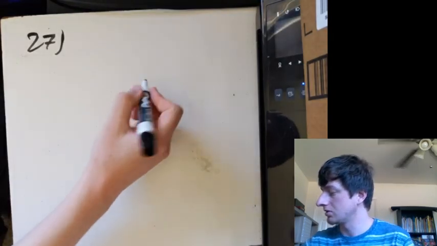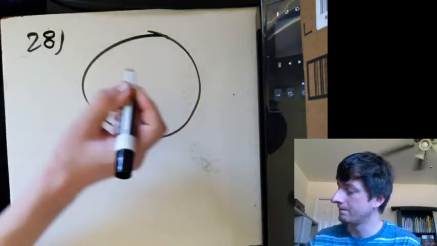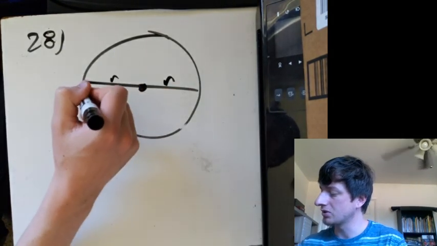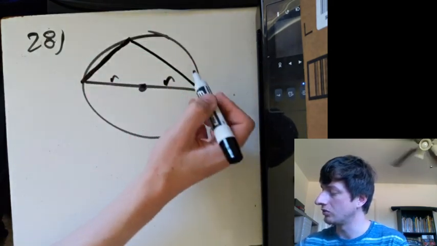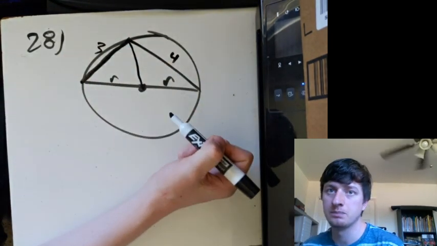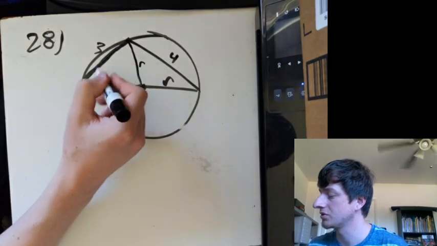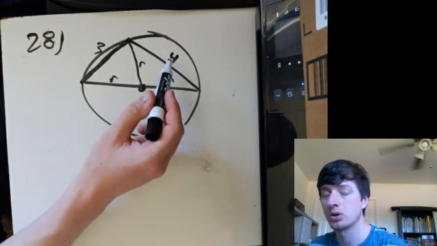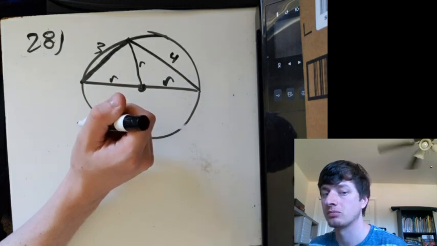So here's our circle for 28. This line, here's our radius, these are all R, and then I'm just going to draw the one kite, or the one half. This is 4, and this is 3. If you draw this line, add that in, you have another radius. So you have this isosceles triangle with the 2 radiuses and the 3, and then you have this isosceles triangle with the 2 radiuses and the 4. And you can find those.